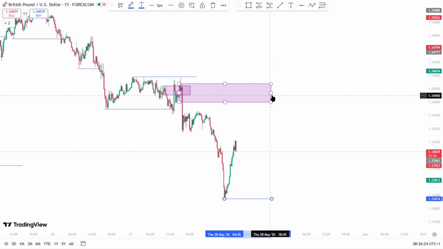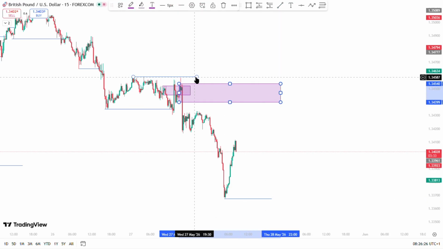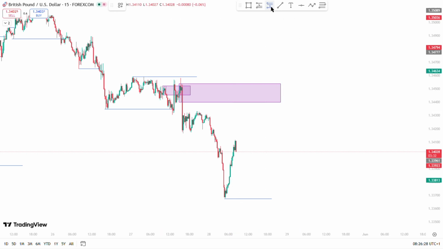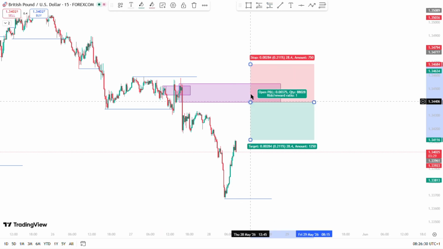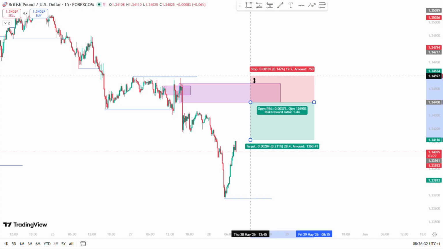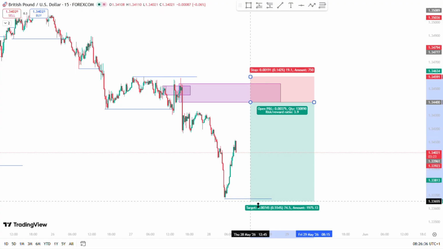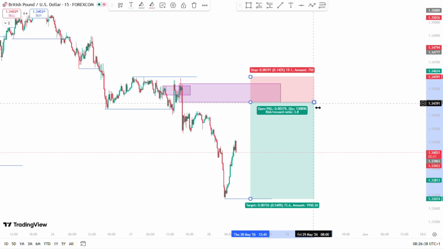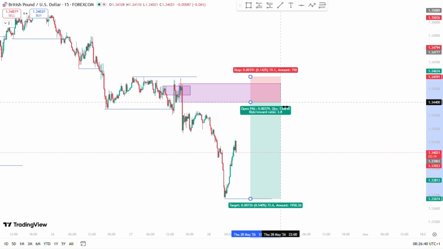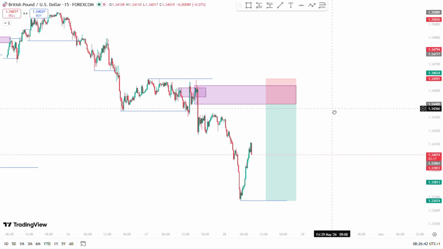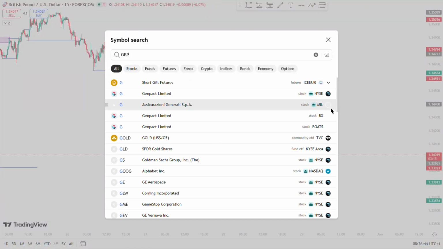This is my point of interest marked. This is my structural high. If price taps into it, I'm waiting for a confirmation to sell this pair. As easy as it gets. Keep it stupidly simple. You don't need to complicate it. So that is that for GBPUSD. Moving on to the next page, GBPCAD.